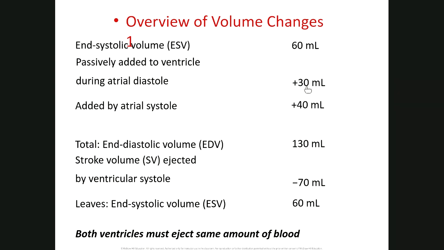And then atrial contraction, full volume of ventricles again, and end diastolic volume. And then we contract, systole, finally releasing. We push out 70 again.